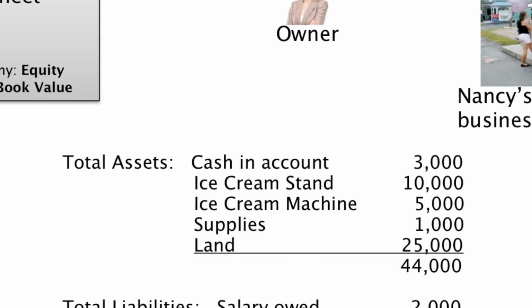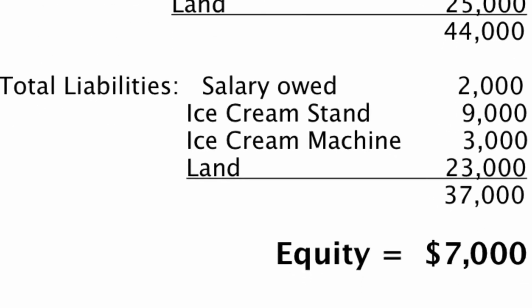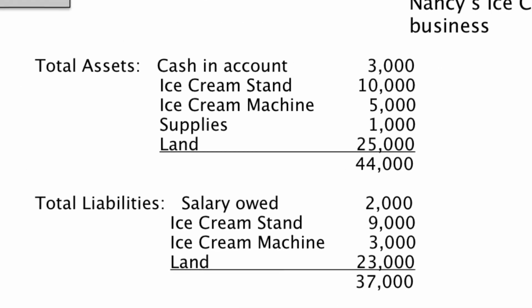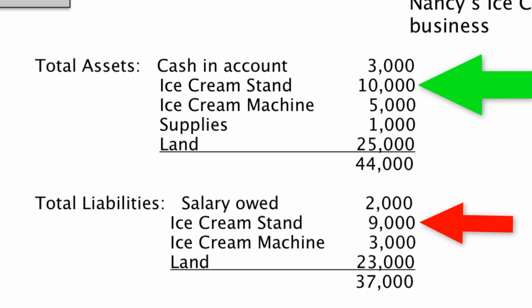So now let's look down at the total liabilities. The first thing we see is the salary owed to her employee of $2,000. So she has to pay that out. She hasn't paid her yet. The next thing is the ice cream stand itself. Now you'll notice that I listed the ice cream stand up in the assets, and I also listed the ice cream stand in the liabilities. On the top, it's $10,000. On the bottom, it's $9,000.